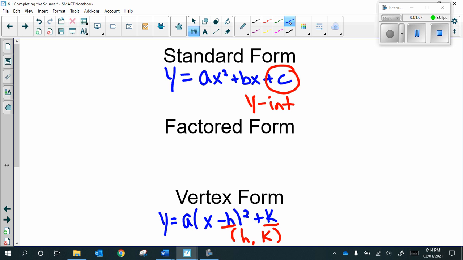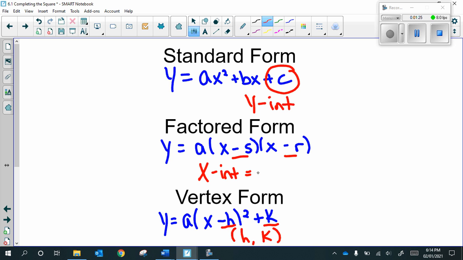And the third form that we looked at last chapter was factored form. Factored form looks like y equals a(x minus s)(x minus r), or the other way around. And the key pieces of information that this gives you are the two x-intercepts. X-intercepts are r and s. So in terms of a word problem, this would be where it hits the x-axis, or when the ball hits the ground. Vertex form gives you the maximum or minimum, and then standard form gives you the initial value.